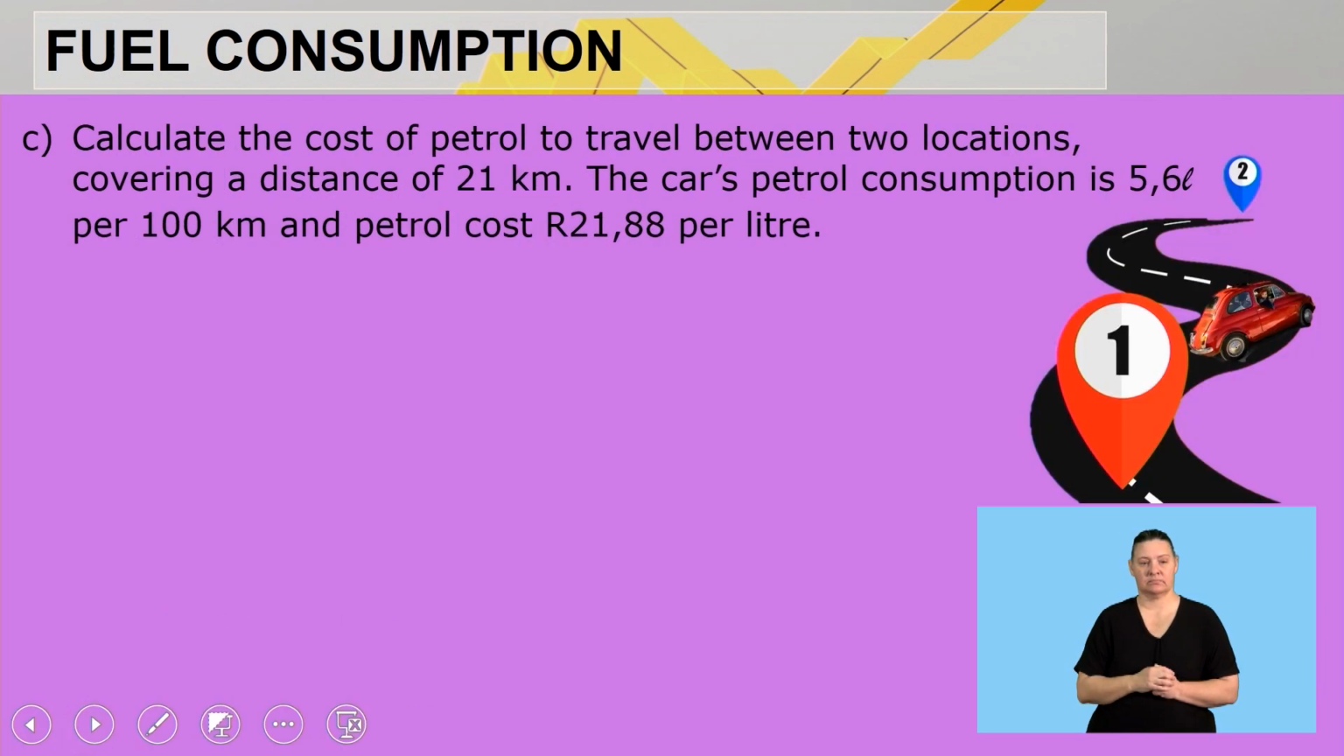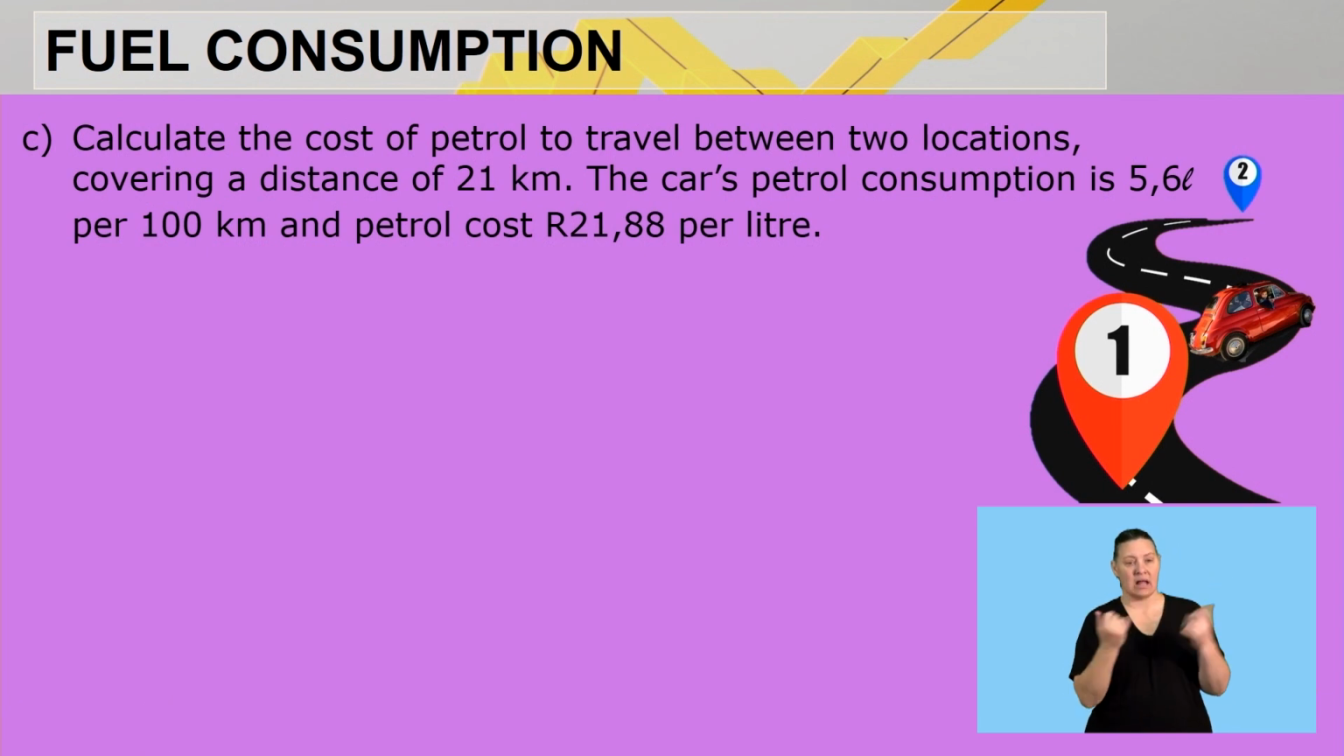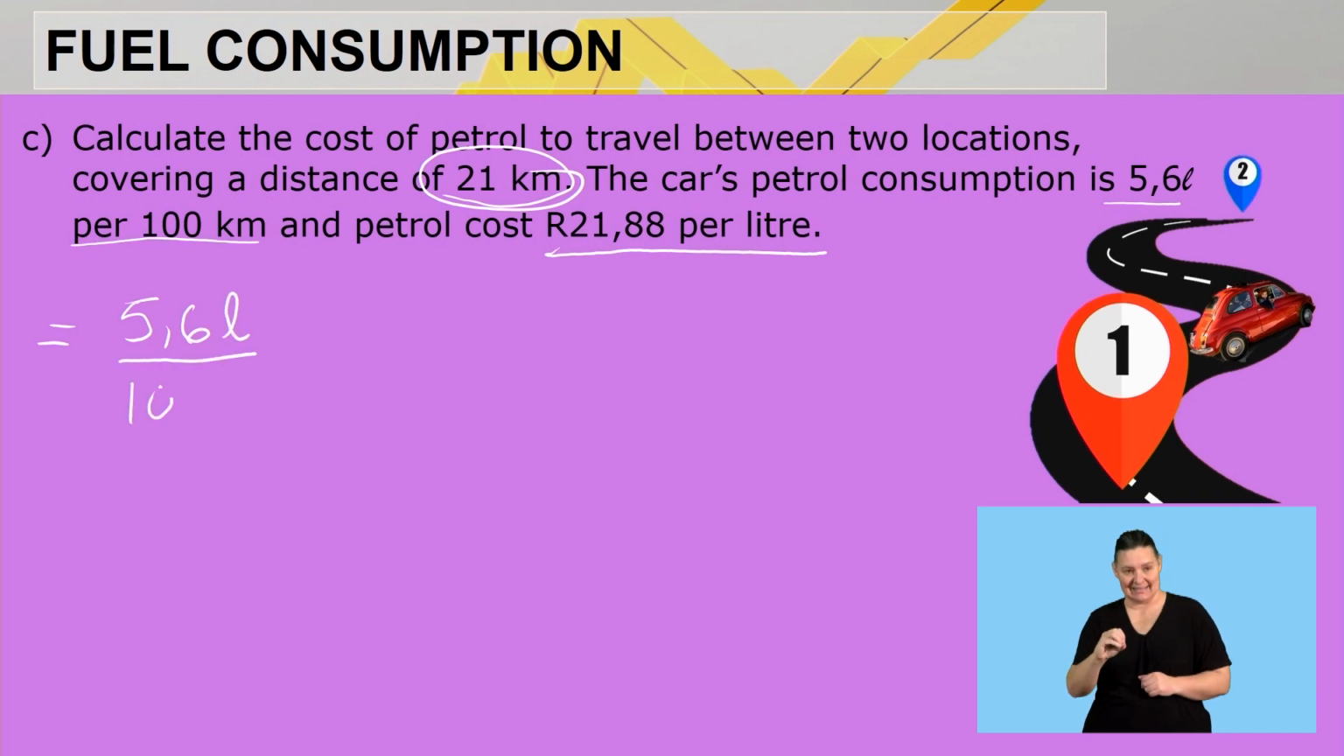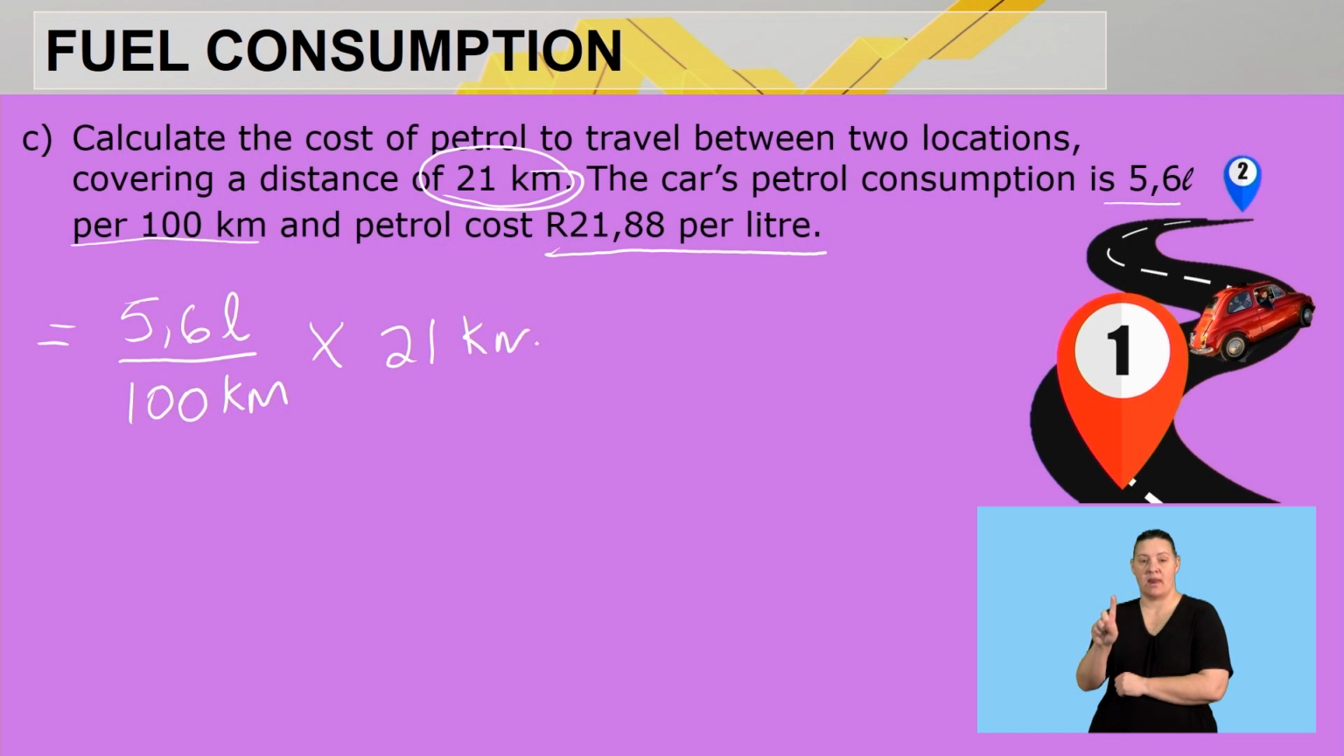Then let us move on to the next question, which is number C. Calculate the cost of petrol to travel between two locations covering a distance of 21 kilometers. The car's petrol consumption is 5.6 liters per 100 kilometers and the petrol costs 21 Rand 88 cents per liter. Now, the correct procedure. When we calculate the number of liters, we start by what a car consumes. So we have 5.6 liters per 100 kilometers. We are to travel a distance of 21 kilometers. Let us work that out: 5.6 liters divided by 100 multiplied by 21.